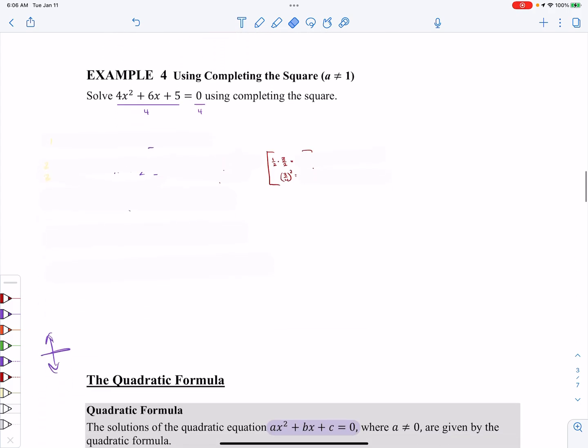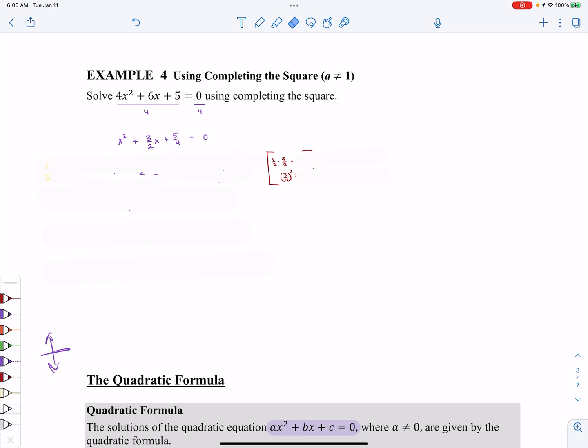All right, when we have example number 4, again, same thing, only this time we need to use step 1, because step 1 says that if our a is not equal to 1, then we need to divide both sides of our equation by that a value. So the first thing I'm going to do is divide on both sides by 4.